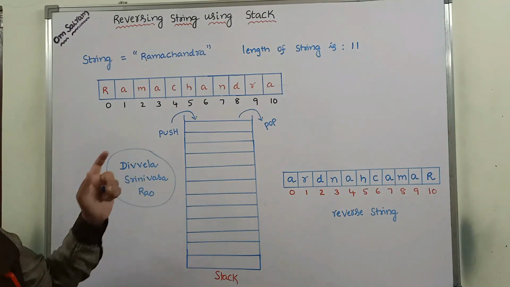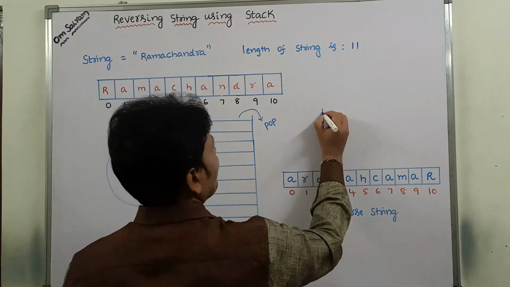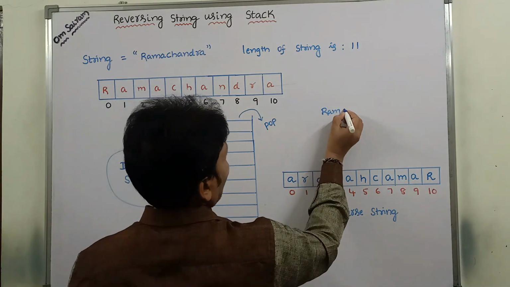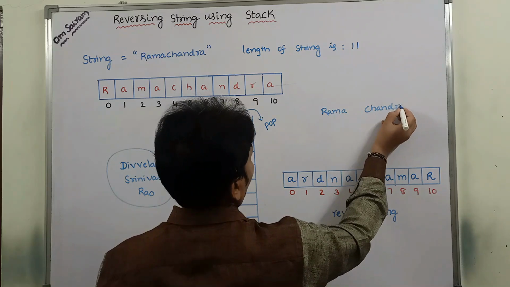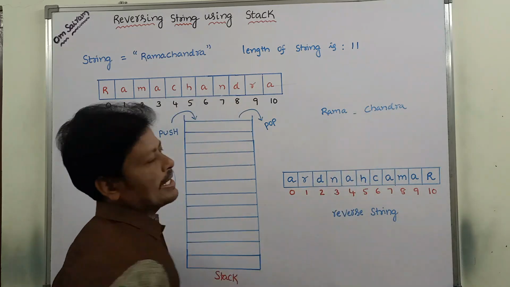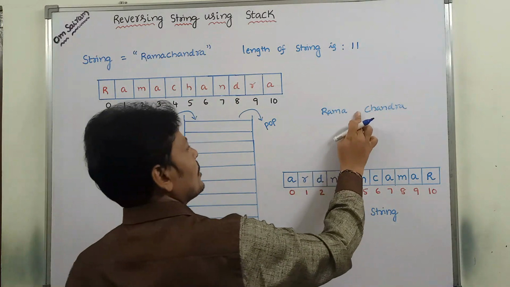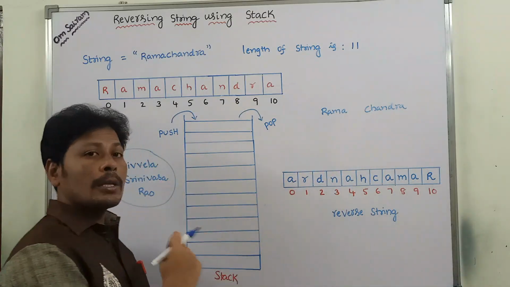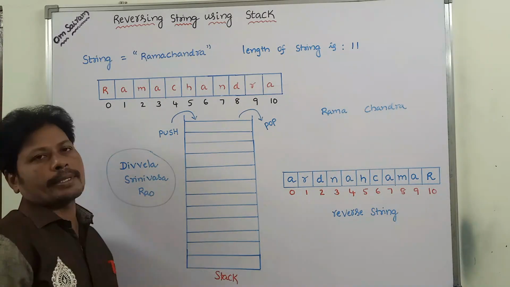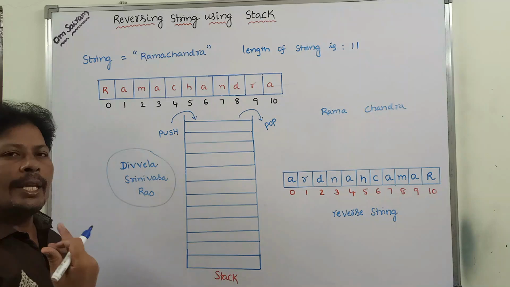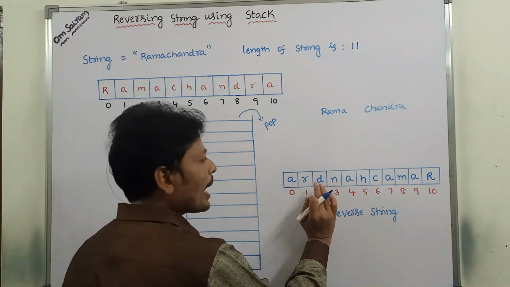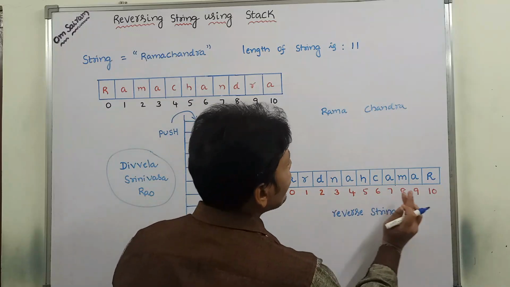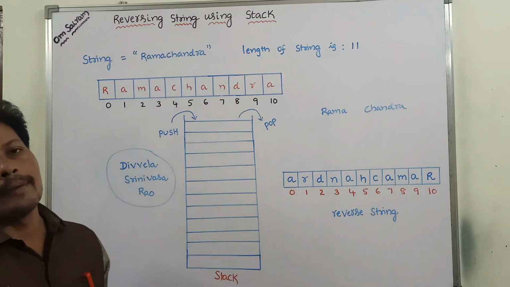Suppose the string contains, for example, Rama Chandra. So here some space is there. So this space is also pushed into the stack. While you are popping, the space is also popped from the stack, and the space is also printed.